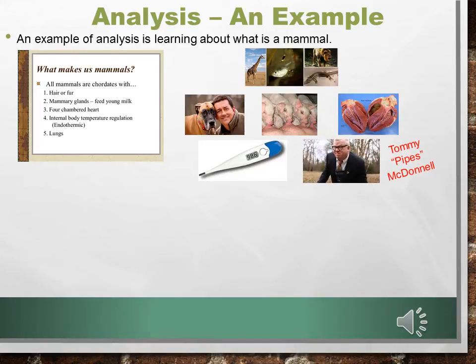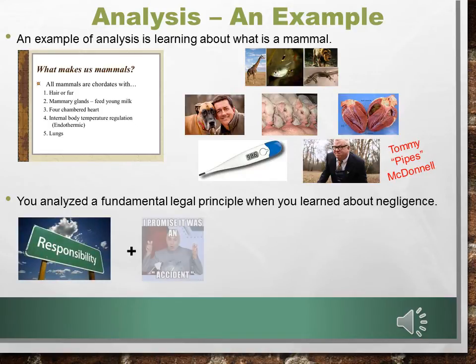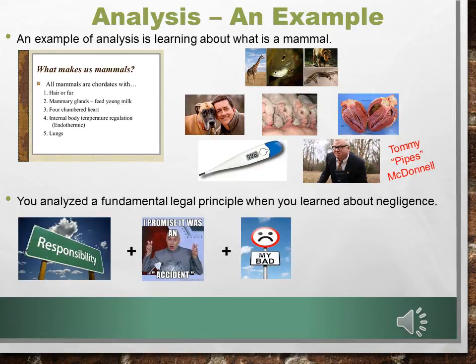It's not like we need to use these things in a particular order to solve a problem. Instead, all of these things need to be present and working together for something to be considered a mammal. You analyzed a fundamental legal principle when you learned about negligence. You learned that you need a duty plus a breach of that duty plus proximate cause plus damages to equal a negligent tort. All of these things need to be present, and if one thing is missing, you cannot prove the negligence of a party. Go to the next slide.